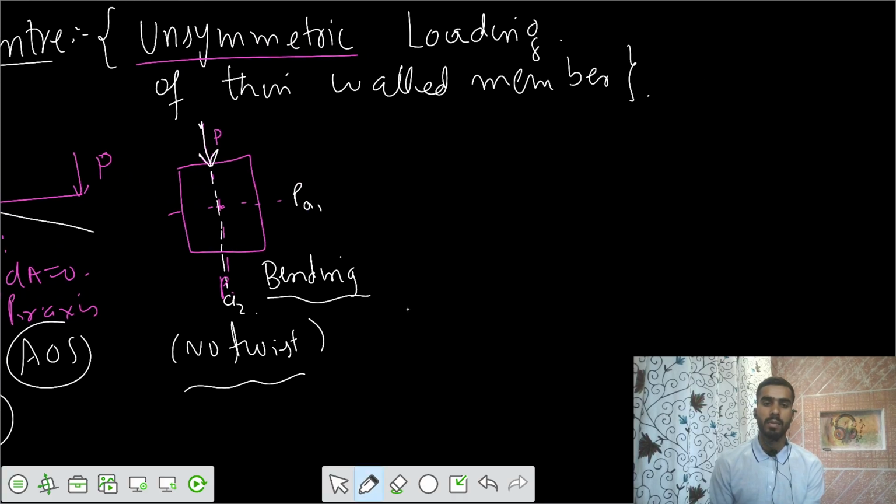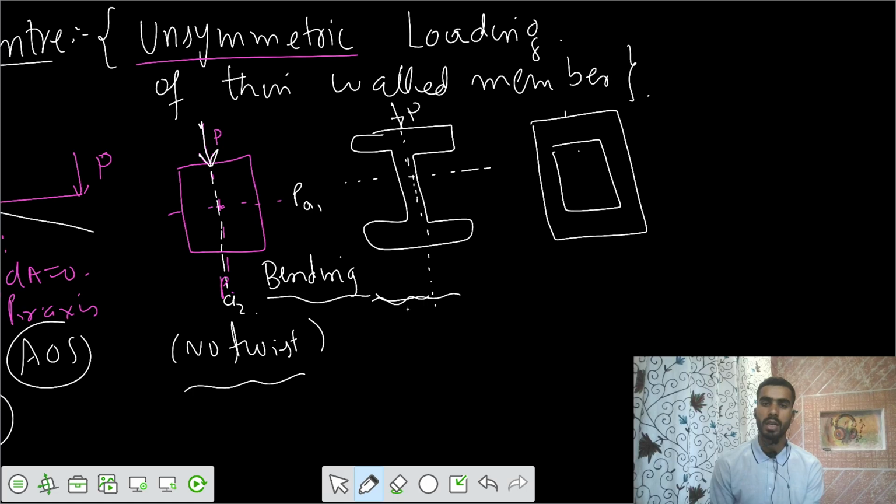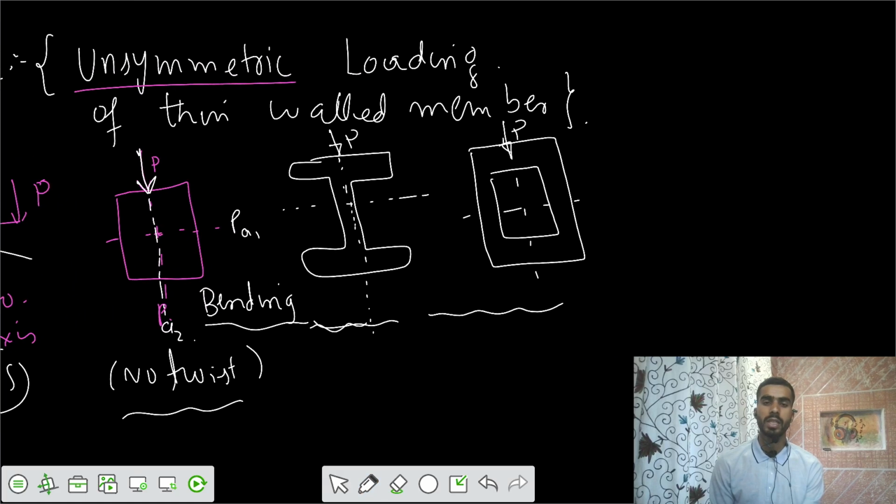Now, similarly, if the section was, let's say, an I section, we also have two axes of symmetry. If the load passes along one of the axes, there is only bending. Similarly, if you take any box section, and we have two axes of symmetry, the load passes along one of the axes of symmetry, so we have only bending possible, no twisting.